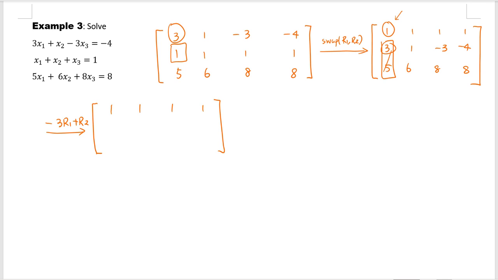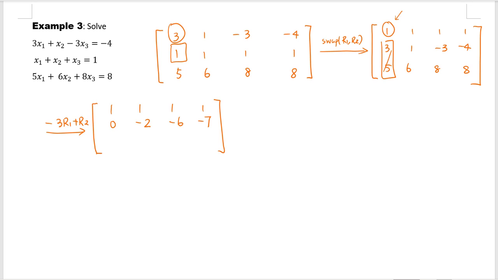Okay, 3 minus 3, 0. And then 1 minus 3 is negative 2. Minus 3 times 1, so minus 3 is minus 6. Negative 4 minus 3 times 1: negative 4 minus 3 is negative 7. Okay? So are you okay with this?